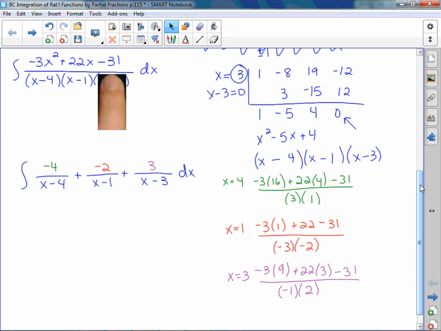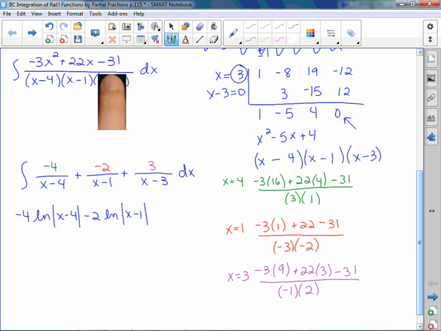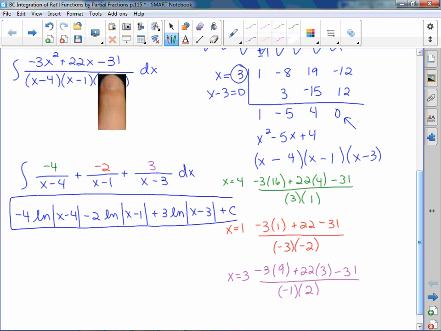So now my integral is going to be, remember to leave those numbers that are on top out front, and then negative 4 ln absolute value of x minus 4, it's minus 2 ln absolute value of x minus 1, then plus 3 ln absolute value of x minus 3 plus c. And there you have it. That's for just the front side of this page, page 115.